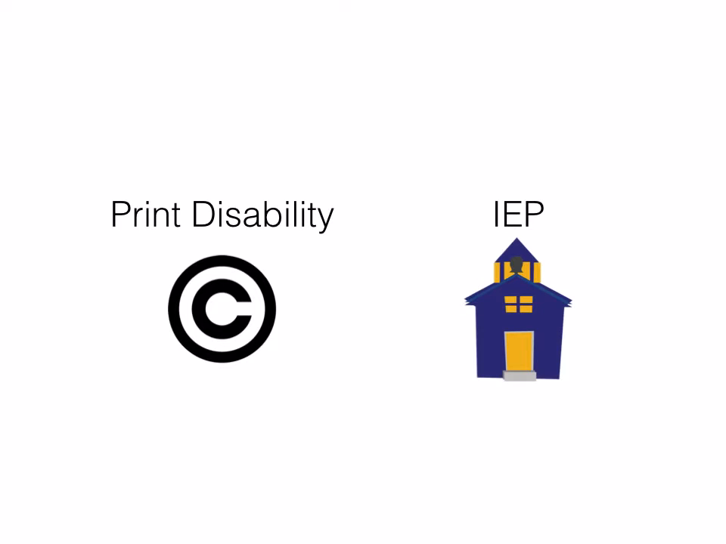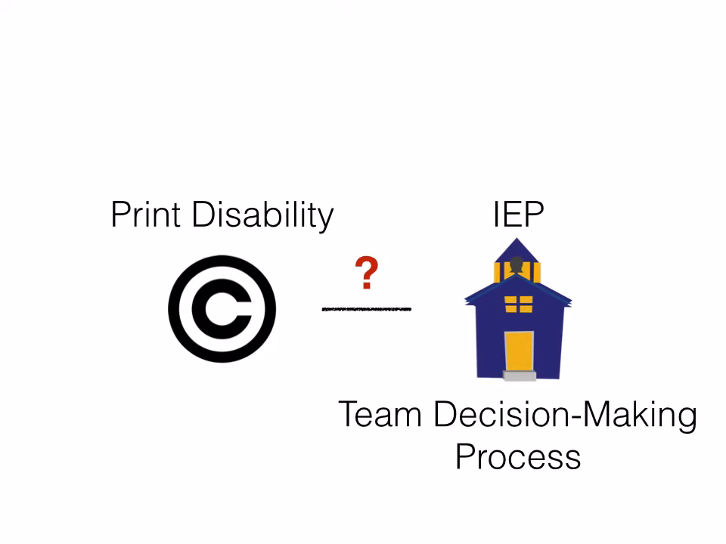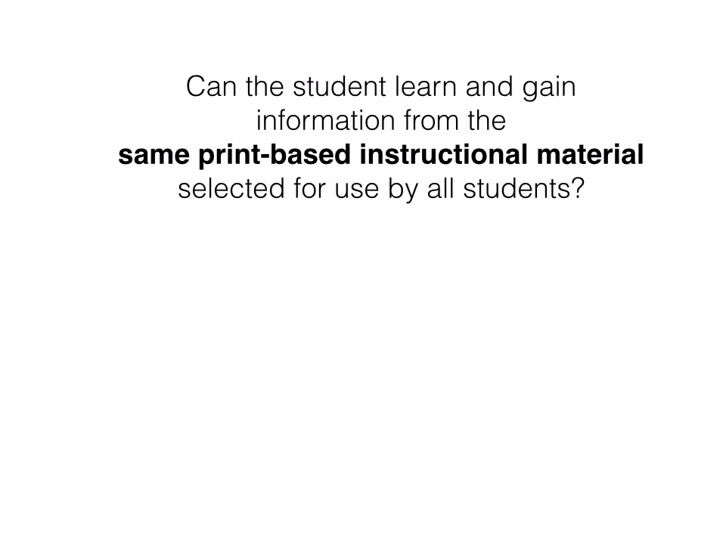The term print disability originated in copyright law. This has created some confusion about how to apply it to a student's educational program. Best practice is to use the IEP team decision-making process to address the question, can the student learn and gain information from the same print-based instructional material selected for use by all students? Please note the emphasis on the phrase, same print-based instructional material. You can think of it this way.